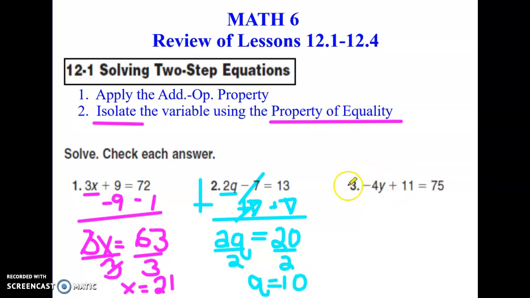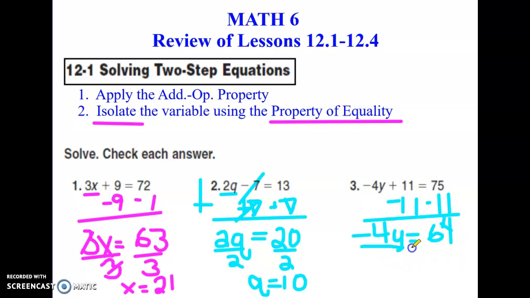On the third one here, the variable is already by itself again, so we want to get rid of this positive 11 by adding a negative 11 to both sides, or subtracting 11. Adding down, we're going to have a negative 4 times a number is equal to 64. To undo multiplying by negative 4, I'm going to divide by negative 4 on both sides. Negative 4 divided by negative 4 is 1, so over here we have y. And on this side, if I divide positive by a negative, I know my answer is going to be negative.